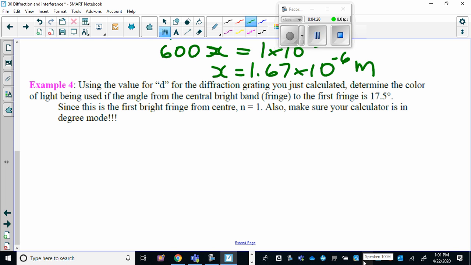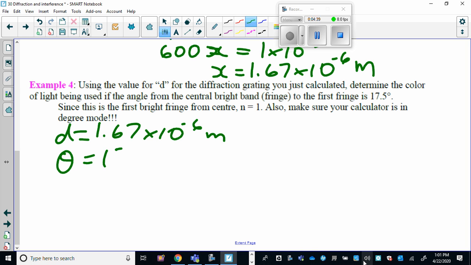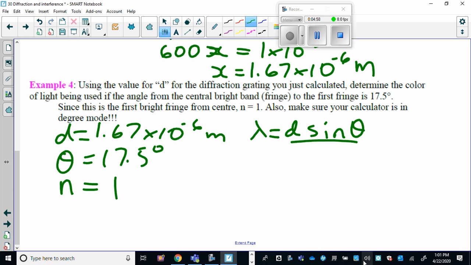It says use the d value you just calculated to determine the color of light if the angle from the central bright fringe to the first fringe is 17.5 degrees. So in other words, at the d value, which we just calculated, theta is 17.5 degrees, and you should be using this formula, but we'll just do it anyway. And then n is 1. So plug the numbers in.